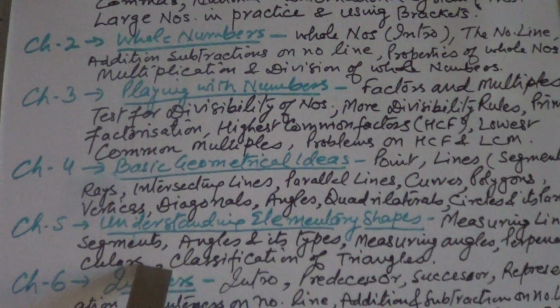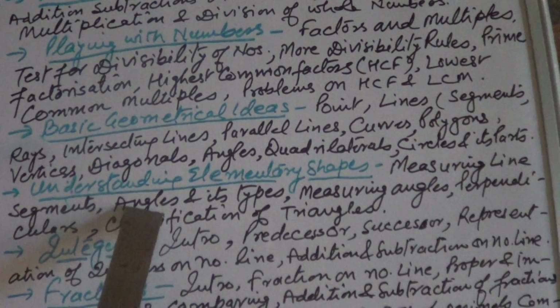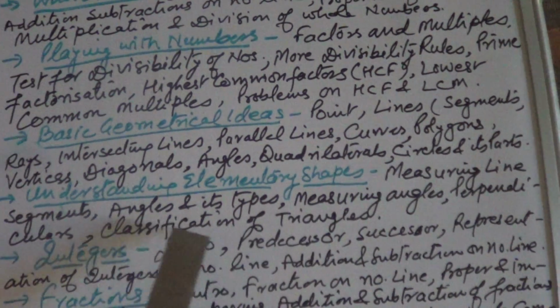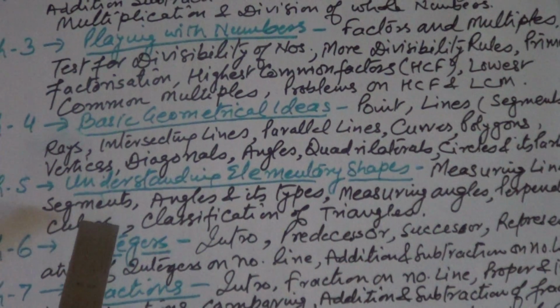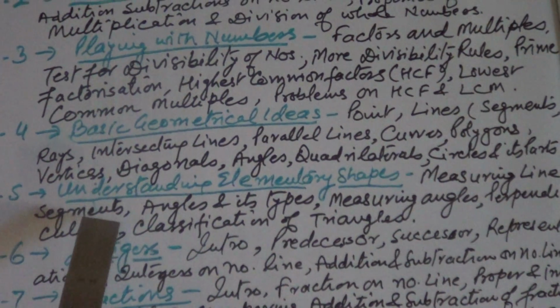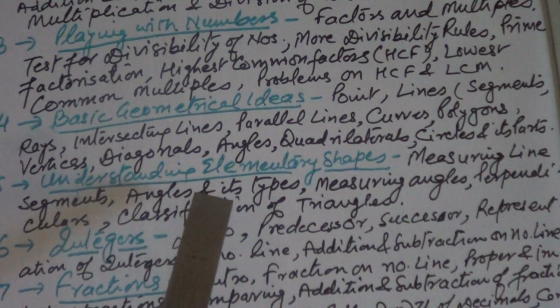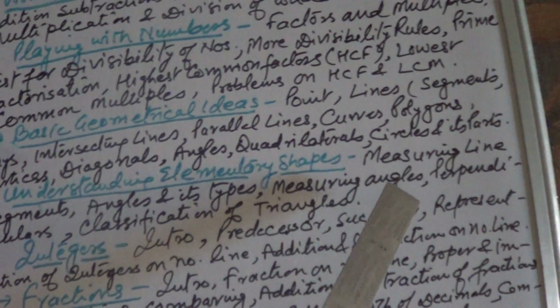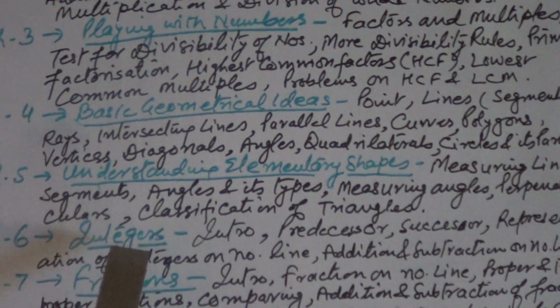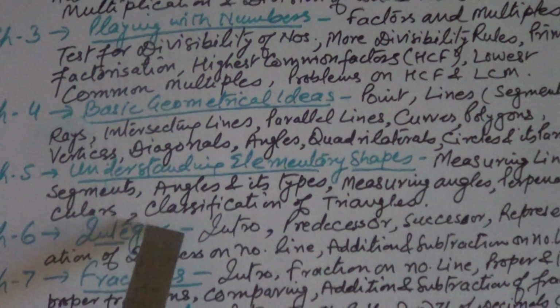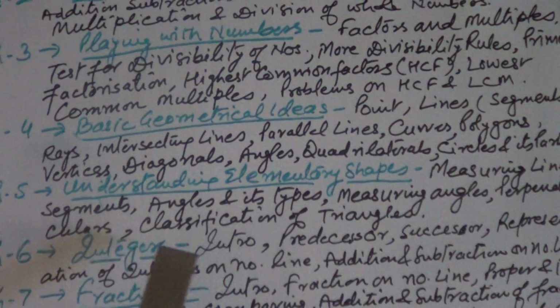Children, chapter 5 is understanding elementary shapes. It contains measuring of line segments, measuring of angles and its types, and it also contains perpendicular lines and classification of triangles.